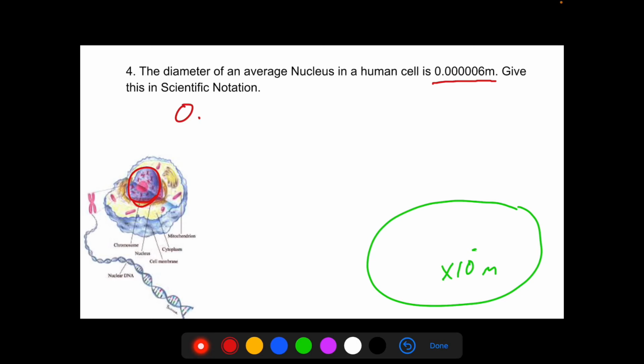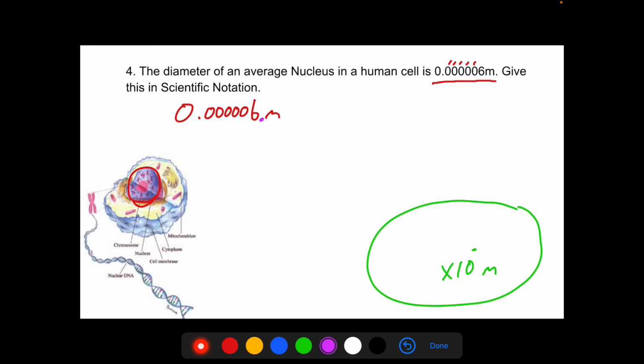How many zeros we got there? 1, 2, 3, 4, 5, and then my 6 meters. Now, the ultimate goal here is to have the decimal place right here. I just want one number in front of the decimal place as opposed to 6.